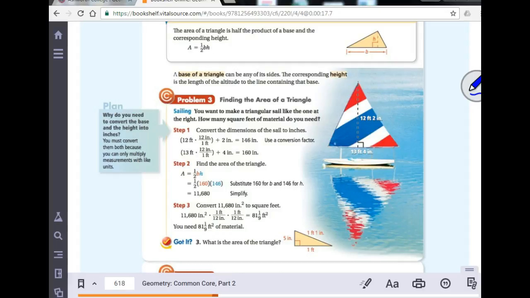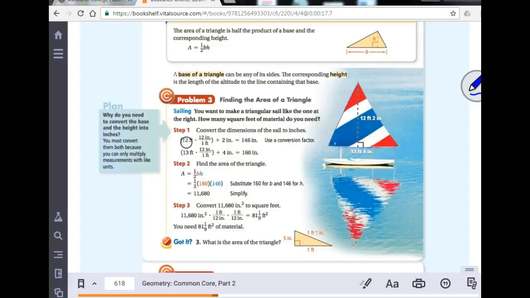But if you'll notice here, it is in both feet and inches. So the base of this triangle right here is 13 feet 4 inches. And the height of this triangle, which is this right here, is given as 12 feet 2 inches. So the first thing we have to do in step 1 here is convert everything to inches. That seems to be easier.